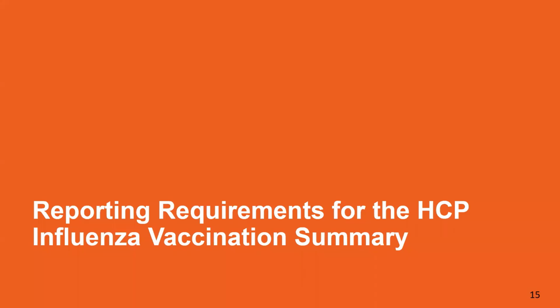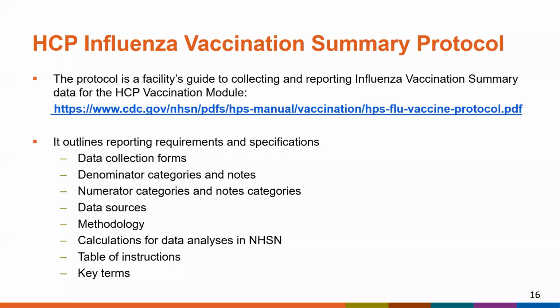Now let's review the specific reporting requirements for the healthcare personnel influenza vaccination summary. The healthcare personnel influenza vaccination summary protocol provides guidance for a facility to collect and report influenza vaccination summary data for the healthcare personnel vaccination module. It includes comprehensive information about reporting requirements and specifications, such as numerator and denominator categories, methodology, data analyses, and key terms.